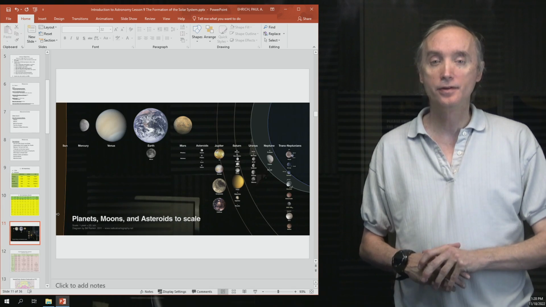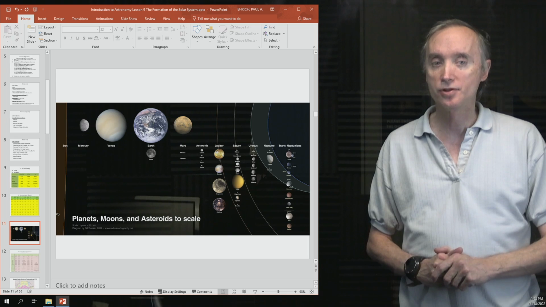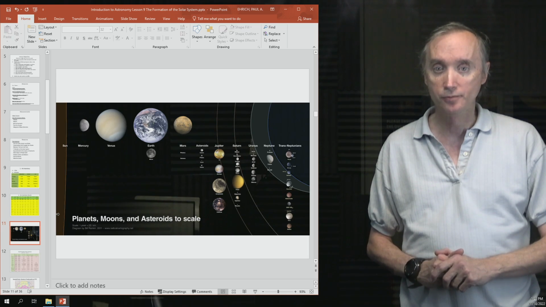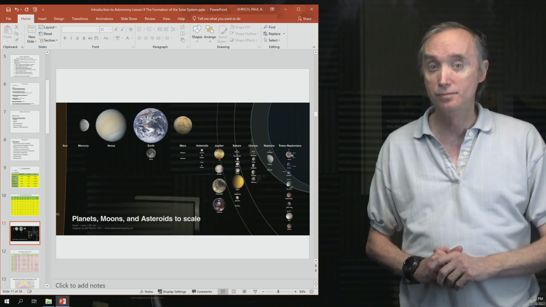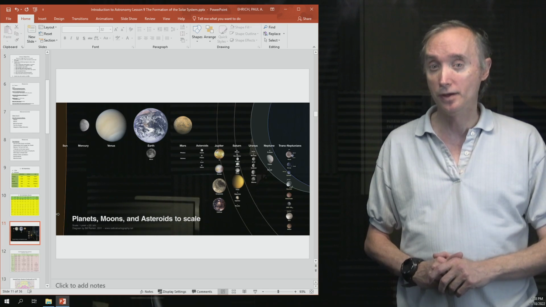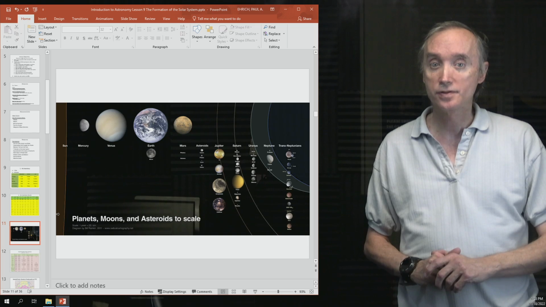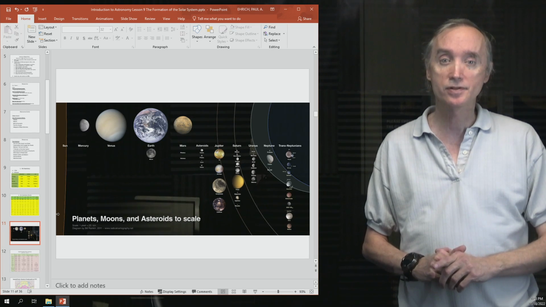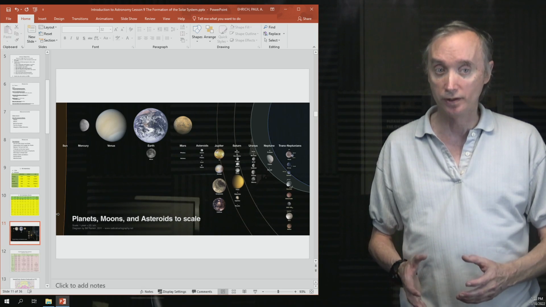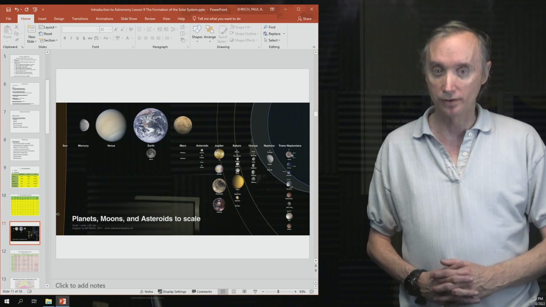Okay, I'm back, and now we want to compare the relative sizes of the different objects in our solar system. So starting off with Mercury, you can see that Mercury is much smaller than the Earth. Mercury is a little bit bigger than our moon, but not by much. And you can see that Venus is about the same size as the Earth, and so it's been referred to as Earth's twin, but believe me, it's not a very nice twin.